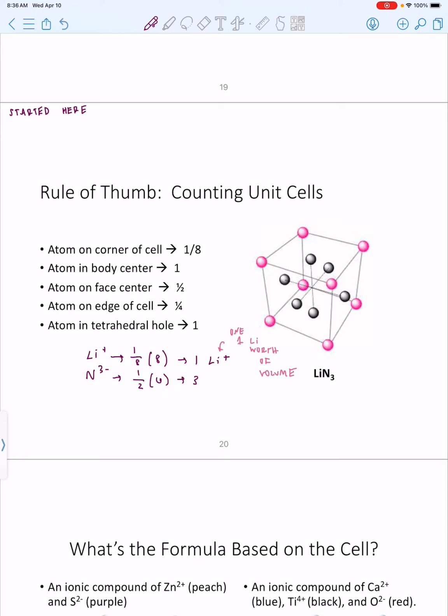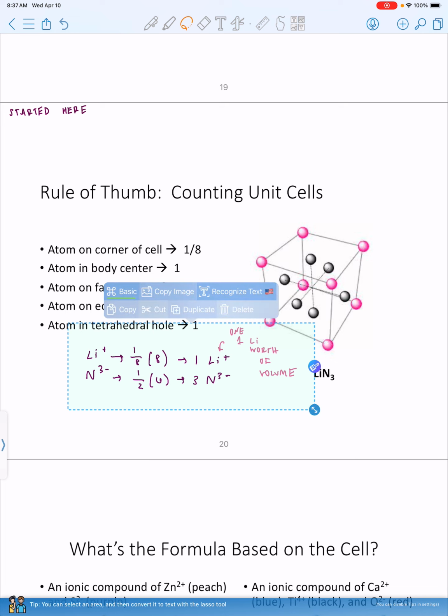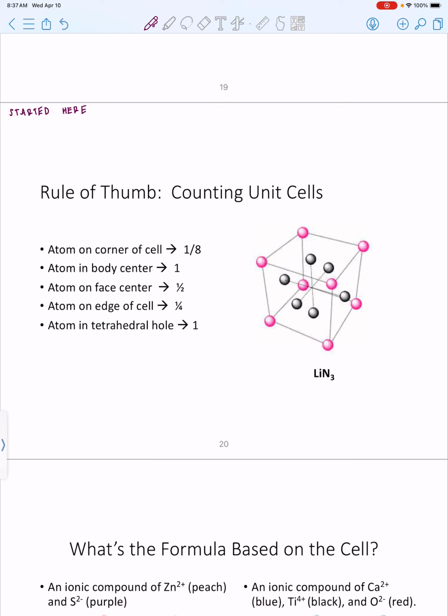Anyway, the point being that if we now make this correct and say that my nitrides are pink, I have 1 nitride per cell. And my lithiums, let's make that adjustment so my lithiums are the gray ones, half times 6, 3 lithium pluses. Now we get Li3N, which should be the correct formulation.